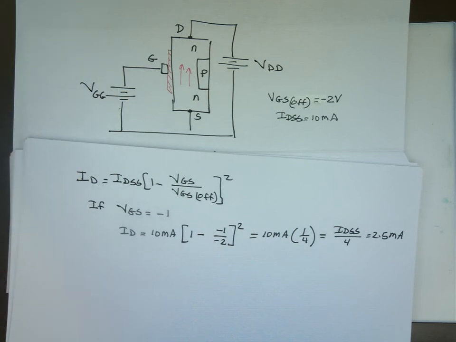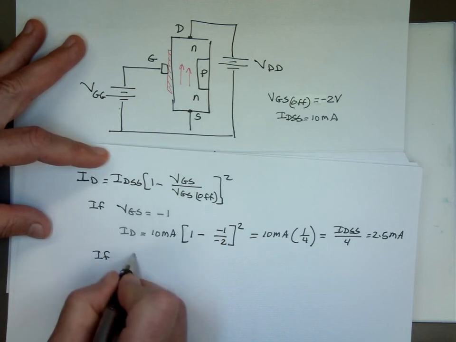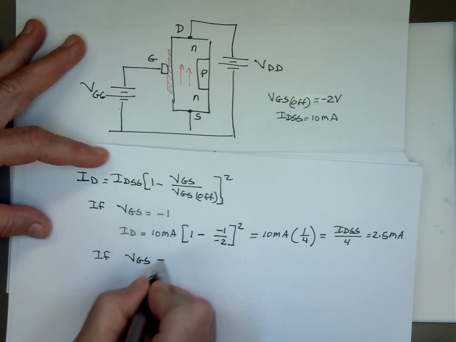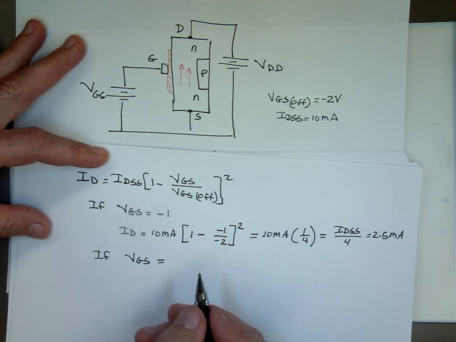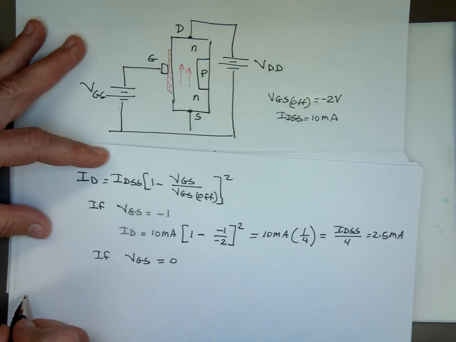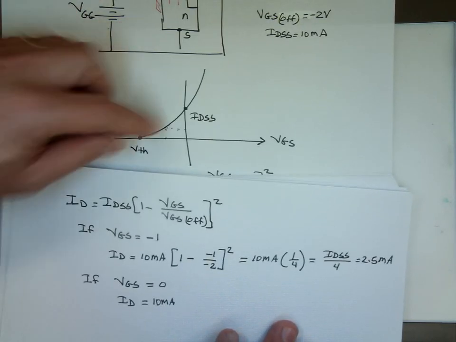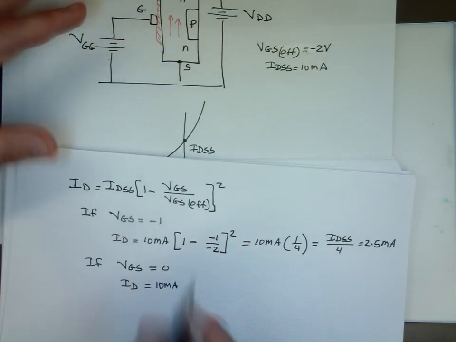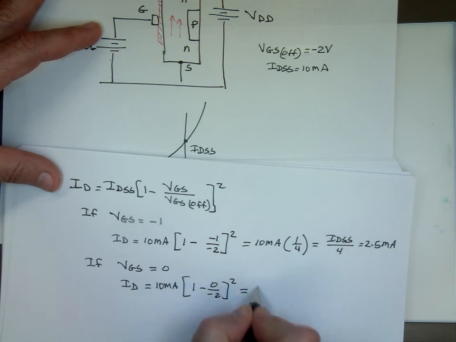What will happen if VGS is equal to 0? I sub D is equal to 10 milliamp. From the picture, that should give me I sub DSS. And what do you know? It's 10 milliamp. That's I sub DSS.